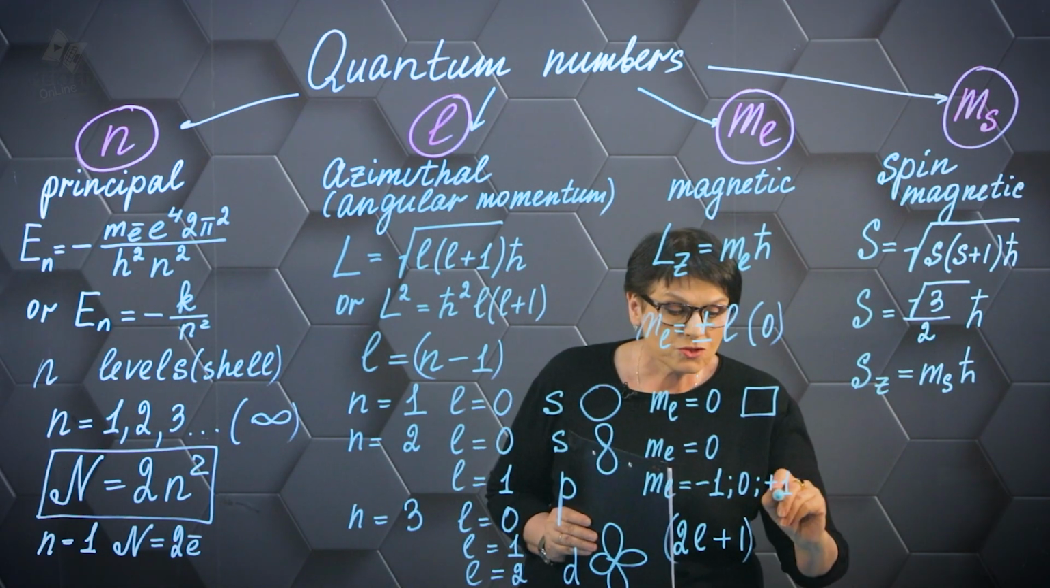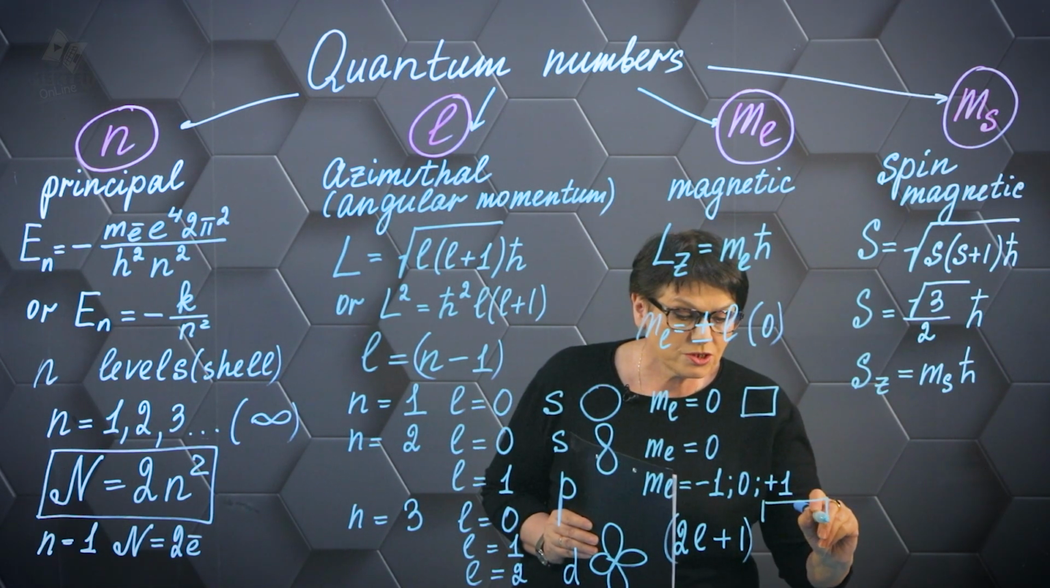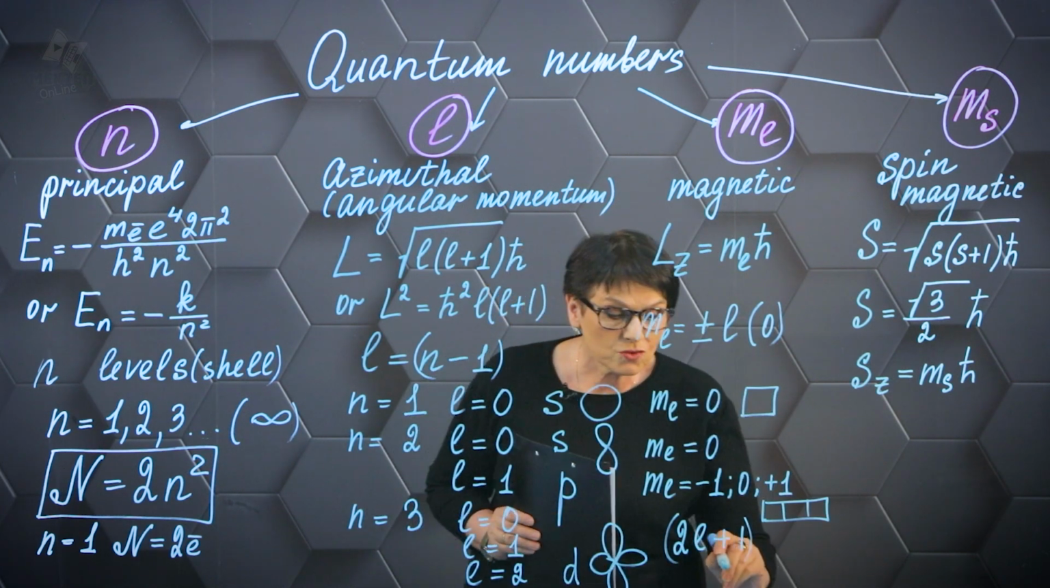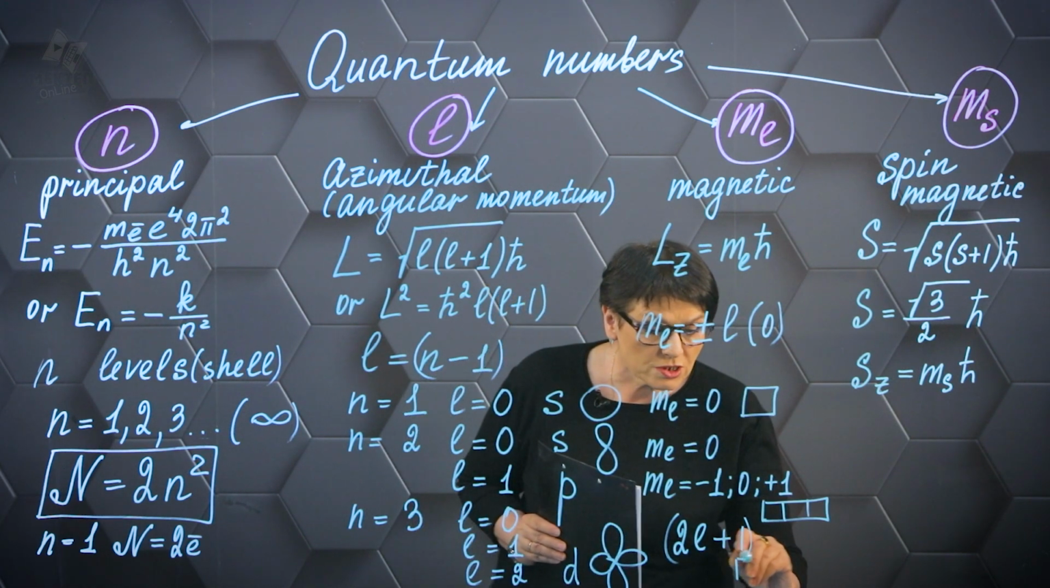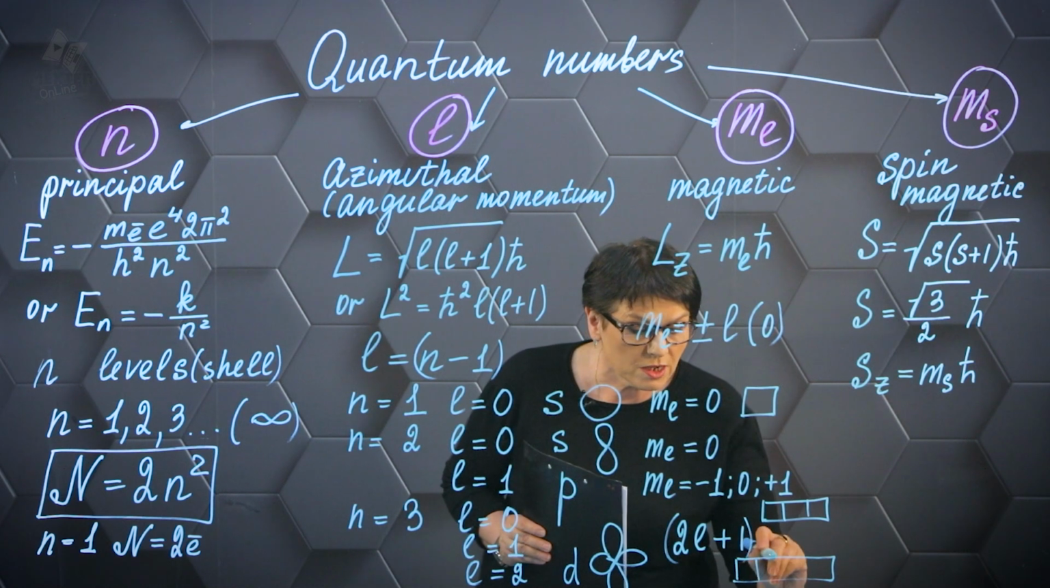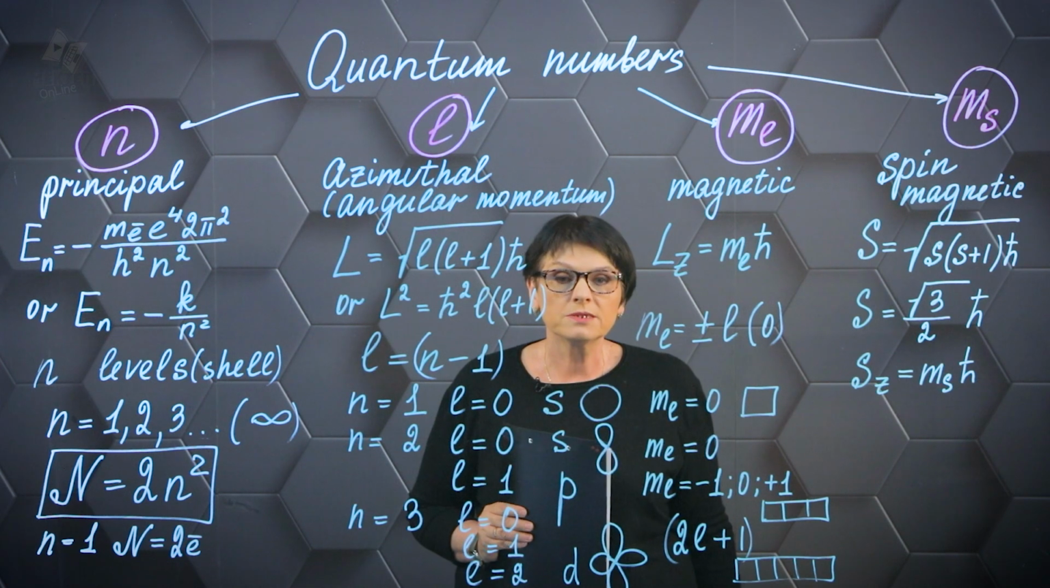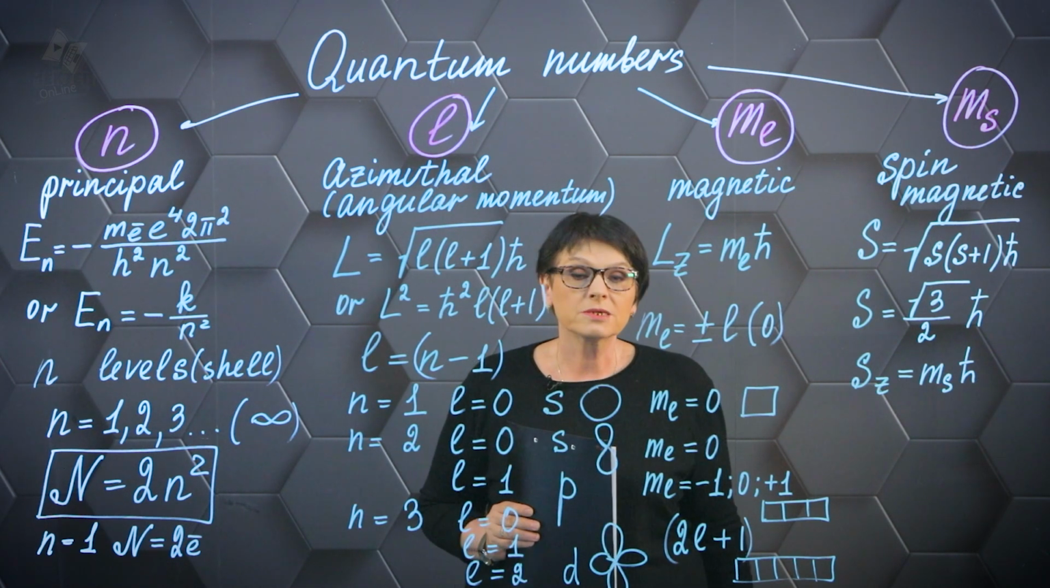If they are p electrons, then the number of cells will be 3 respectively. Well, and if we are talking about d electrons, then in this case the number of cells will be equal to 5. The number of quantum cells will always be odd, 1, 3, 5, and the maximum at the moment is 7.